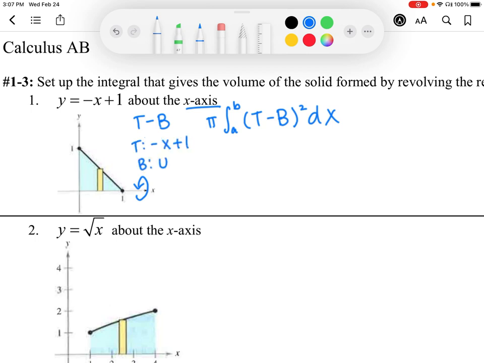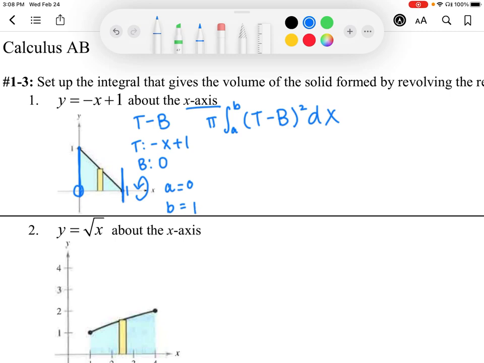My bottom is 0. And then we also need to figure out what a and b are. So how far are we going from the left and to the right? So we're going from 0 to 1. So a is going to be 0, b is going to be 1. We've got all of our pieces.